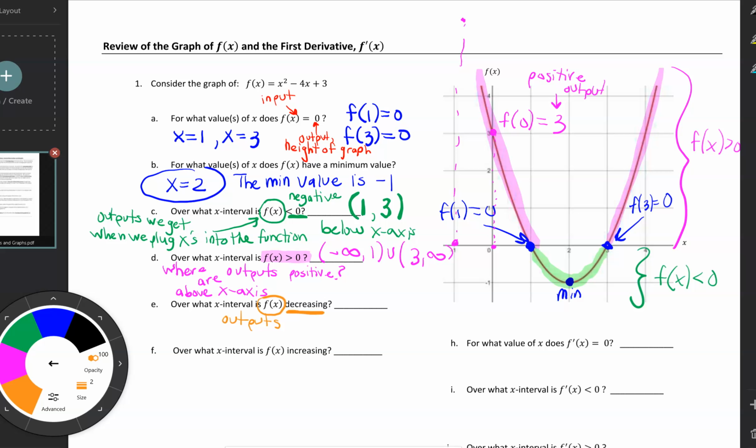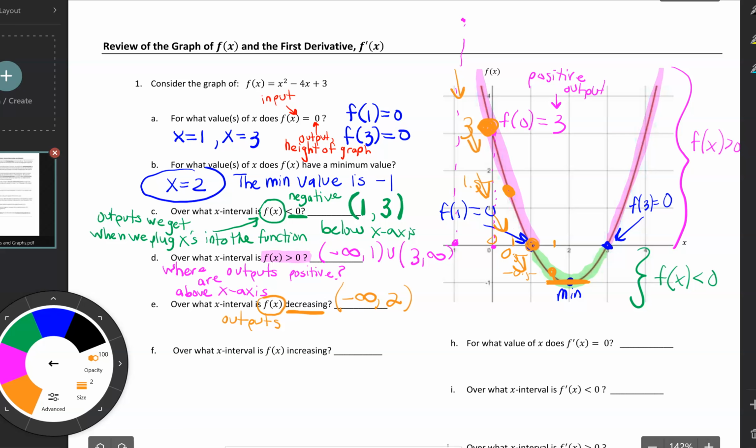So for example, at 0, I was up here at an output of 3. Then at, let's do, what is this, like 1/2? At 1/2, my output was like at 1.5. And then at 1, my output was 0. And then at 1.5, my output was down here. See how my outputs went from 3 to 1.5 to 0 to negative 1/2. Like my outputs are going down in that whole region until they hit my minimum. So all along that interval from negative infinity all the way till we get to 2, my y values are decreasing, decreasing, decreasing.